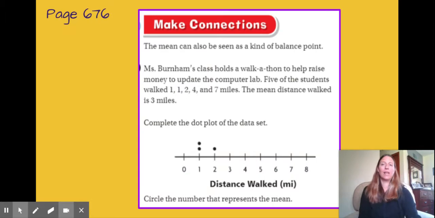On page 676, it says the mean can also be seen as a balance point. It says Miss Burnham's class has a walkathon as a fundraiser to get new computer lab equipment. 5 students walked in this walkathon. Their miles were 1, 1, 2, 4, and 7. The mean distance walked is 3 miles. Complete the dot plot so you have your set of data. And you can see that in the middle is 3.